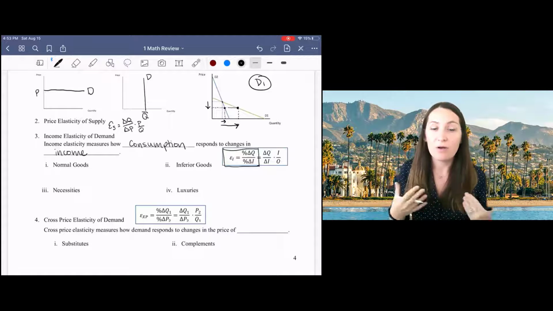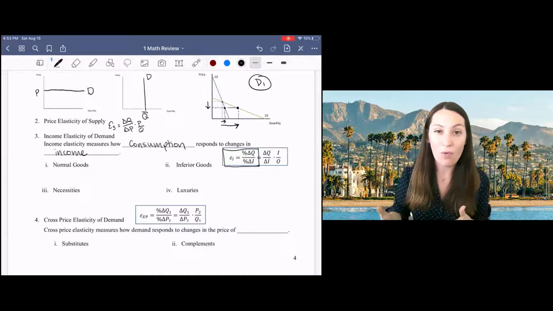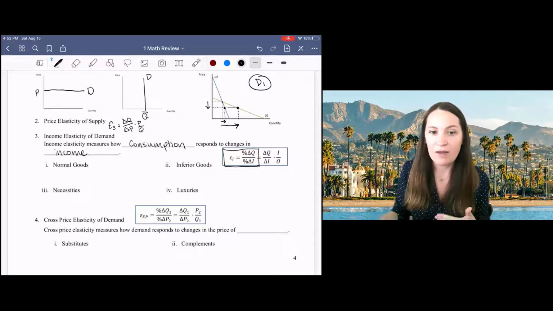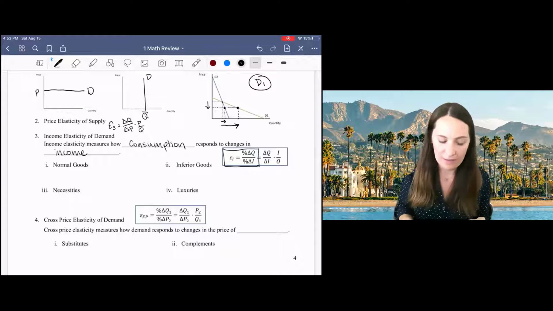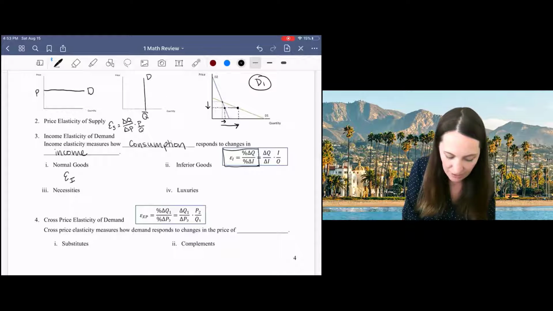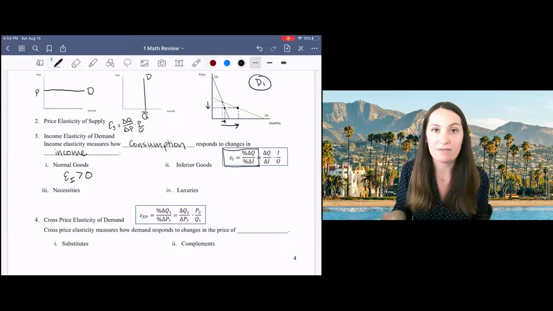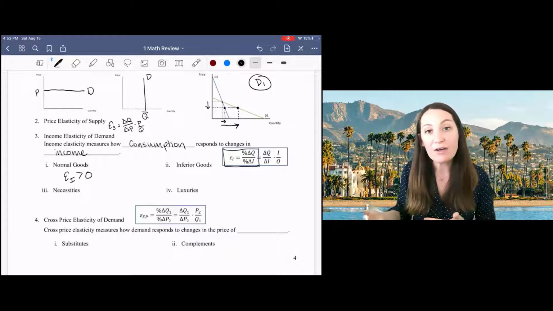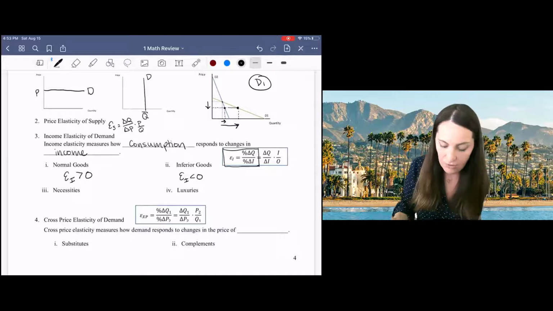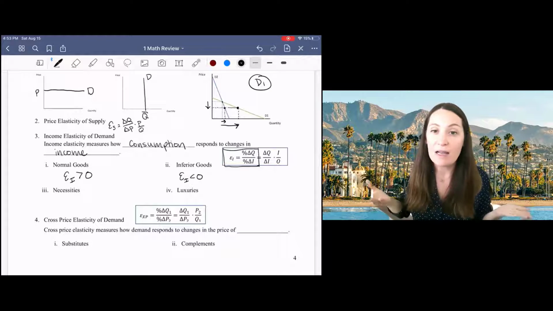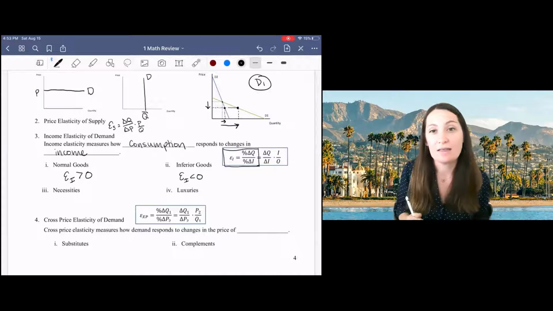You'll remember normal goods, you consume more when your income goes up, meaning that both the numerator and the denominator will have the same sign. Income goes up, consumption goes up, and vice versa. So for normal goods, your income elasticity will be positive. But for inferior goods, your income elasticity will be negative. In other words, an increase in income would lead to a decrease in consumption, making that fraction a negative number.